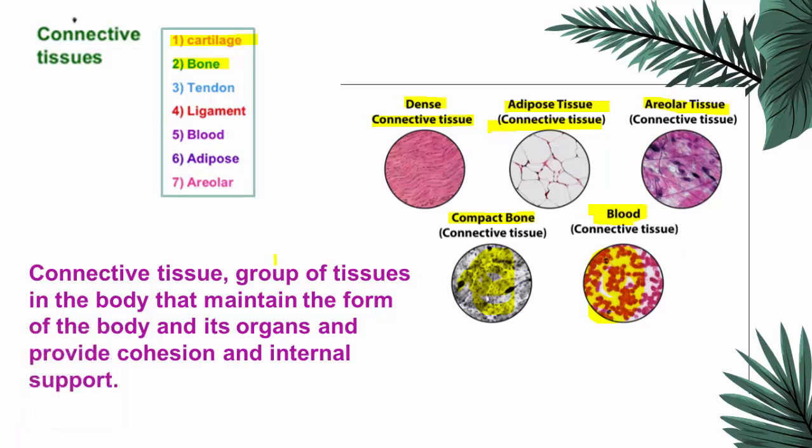Connective tissues are a group of tissues in the body that maintain the form of the body and its organs and provide cohesion and internal support. The same thing was explained in the beginning. Connective tissues are meant for cohesion. Cohesion means binding or attachment. They connect one body part with another body part. They are meant for internal support.